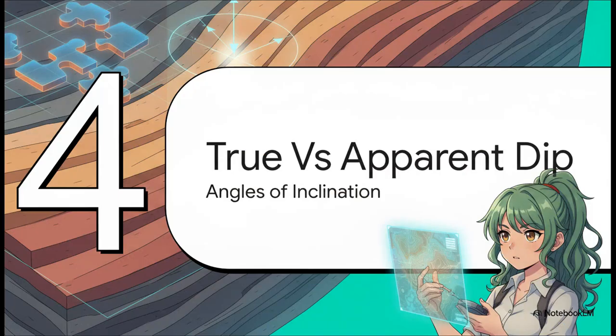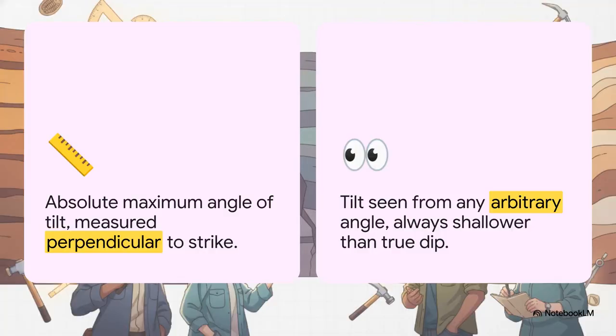Let's look at Section 4, True versus Apparent Dip. We have to contrast these two concepts because geology is often a game of illusion versus reality. True dip is the absolute maximum tilt of a rock layer, and as we just learned, it absolutely must be measured perfectly perpendicular to the strike. But apparent dip is the tilt you perceive from literally any other arbitrary angle. And here is the golden rule you have to remember. Apparent dip is always shallower. It always looks less steep than the true dip.